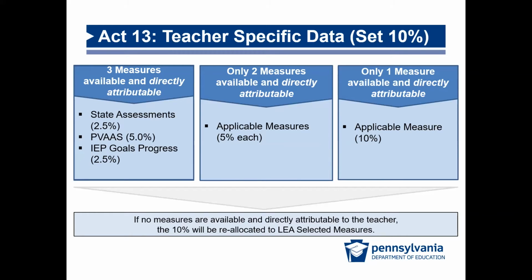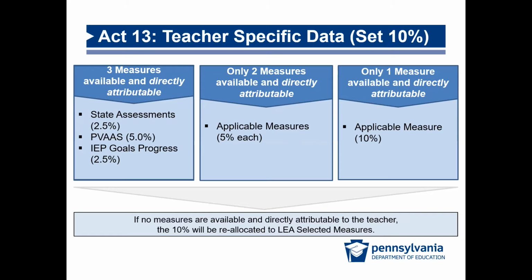So we're really looking at the last two. We have two measures, which could be if I am a data available teacher, AKA have a PSSA or Keystone attributed to me, and I meet the end count for IEP goals progress, I would fall into that second or middle bucket where I have two measures and they're 5% each. And we're going to dive into IEP goals progress, so hold those questions for a minute, but let's just say that you do meet the end count and you do have a state assessment, you're at 5% each.